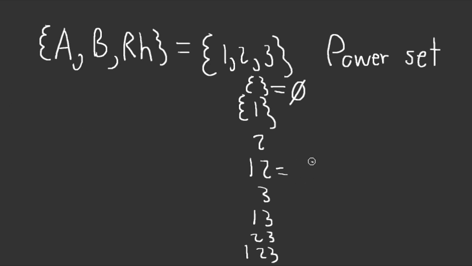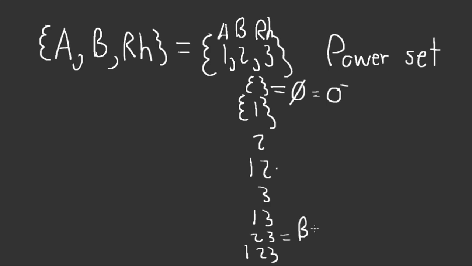And there's also something really interesting. If you remember, this is the same as having the blood types: 1, 2, 3, where 1 is A, 2 is B, 3 is Rh. Then, for example, the empty set is O negative, because it has none of these molecules.